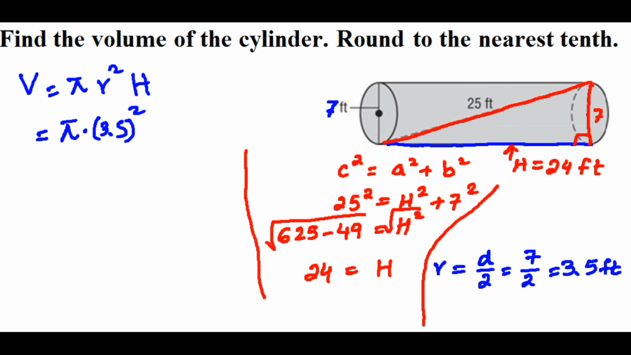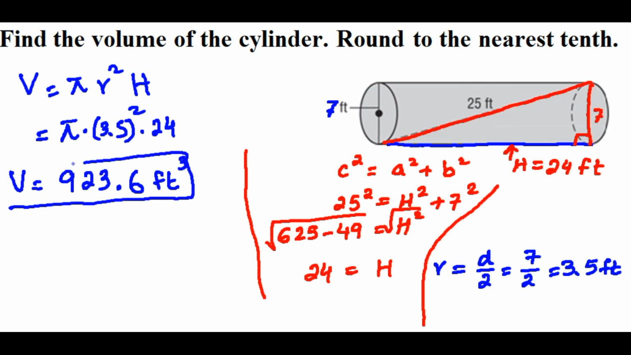Okay, now go back to the volume. So we know that our h is 24. Use it and use the calculator. Your answer will be V equals 923.628, but when you round it to the nearest tenth, it will be 923.6 feet cubed. Okay, that is the volume.